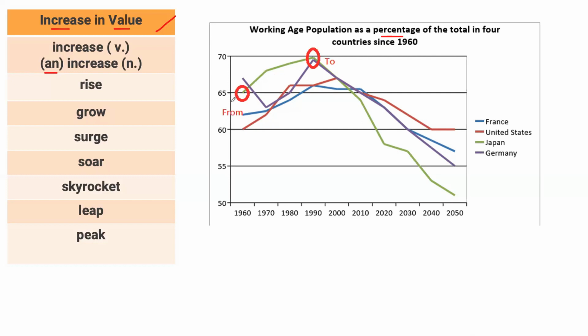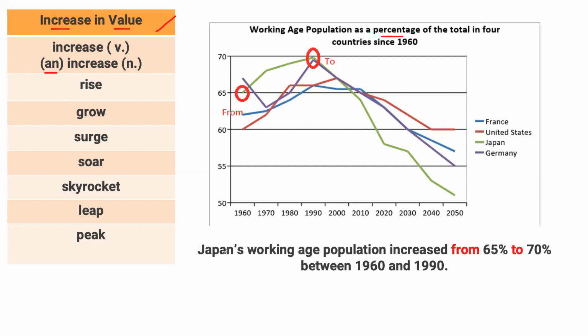Now look here, we have from and to in red. So we're going to focus on Japan in this particular example. It is the green line. So we're going to look at how we can talk about this increase from 65 to 70. So let's look here at the bottom for a couple of examples.